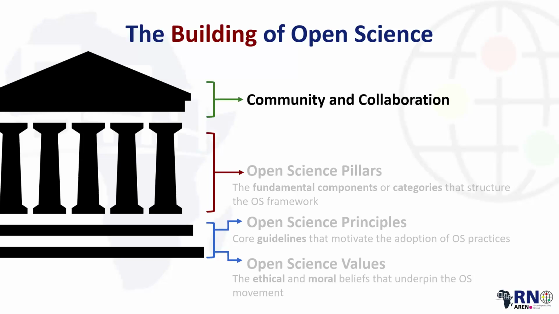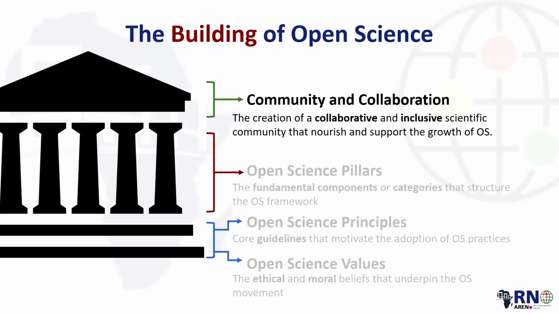And finally, our roof is the community and collaboration. And again, we said open science is about creating a collaborative and inclusive scientific community that would support open science. So as you can see, without each component, the other cannot be. If we don't have the base, we will not be able to build the pillars. If we don't have the pillars, we will not be able to put the roof over the building. So it's a bit of a metaphor to think about how these different open science components interact.